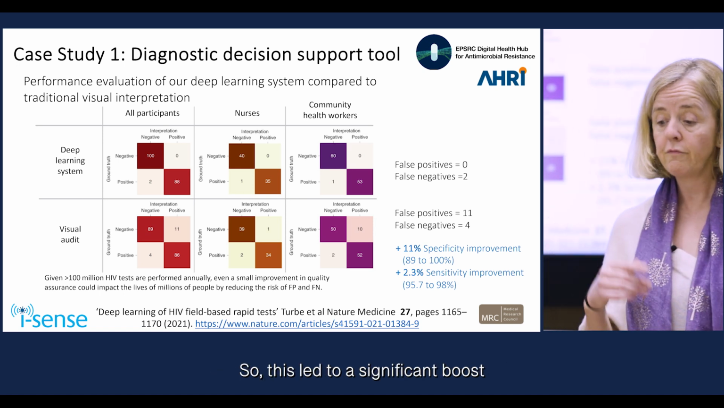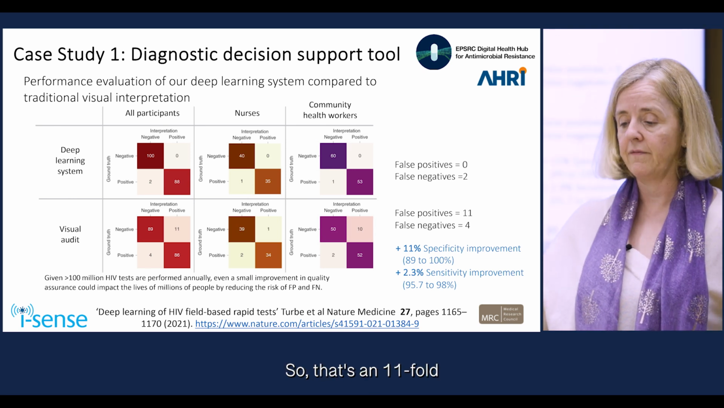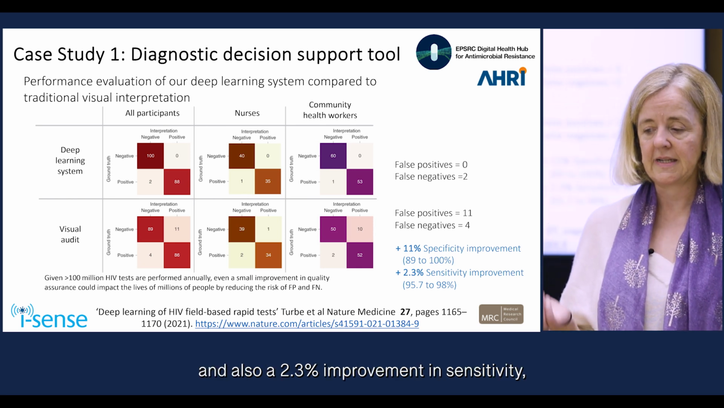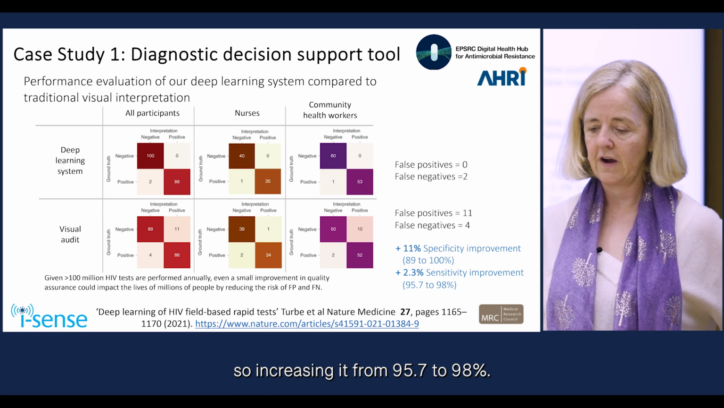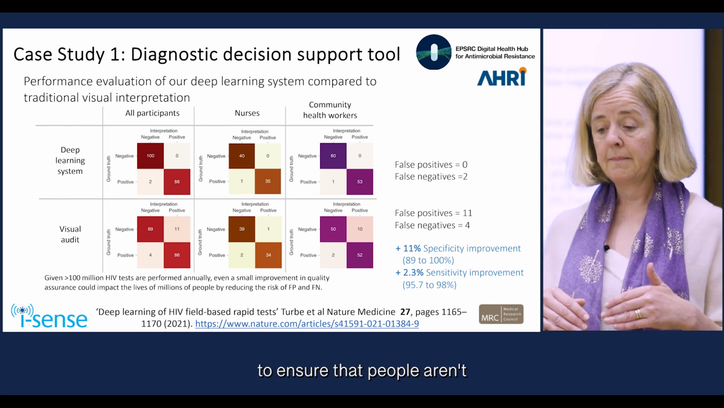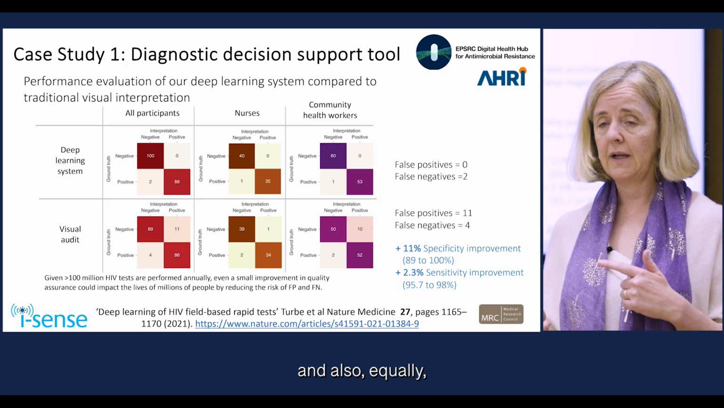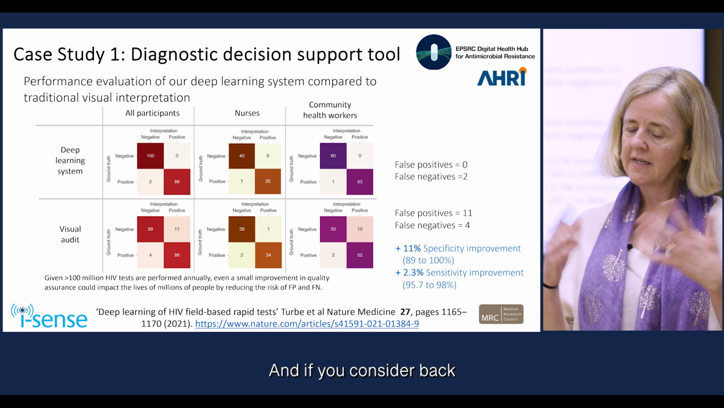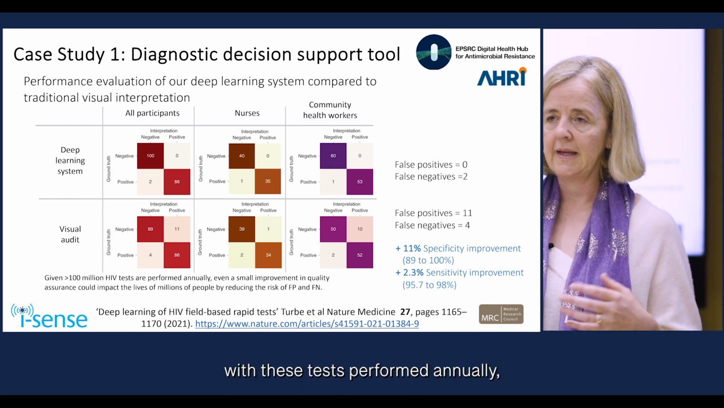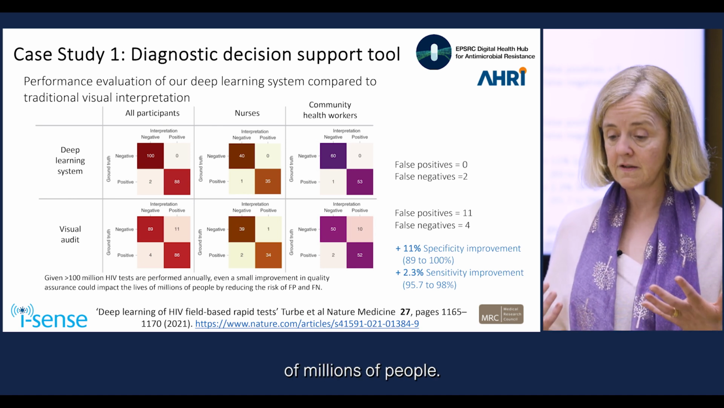This led to a significant boost in specificity from 89% to 100%. So that's an 11-fold improvement in specificity. And also a 2.3% improvement in sensitivity, increasing it from 95.7 to 98%. These results are really important to ensure that people aren't incorrectly diagnosed as having HIV when they do not, and equally that we don't miss cases. And if you consider, back to one of my earlier slides, that there are potentially hundreds of millions of these tests performed annually, even this small improvement in quality assurance could impact the lives of millions of people.